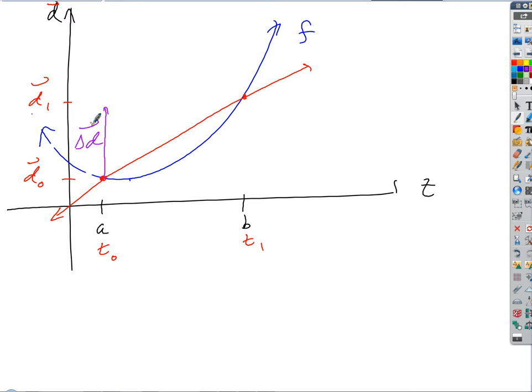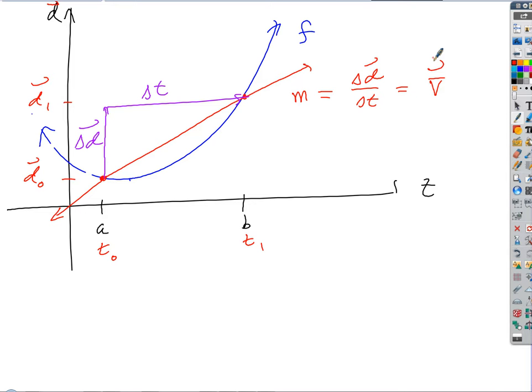Displacement. What's my run? Delta T. So the slope of this red line is what? Delta D over delta T, which is what? Average velocity, right? So average velocity is technically a slope.